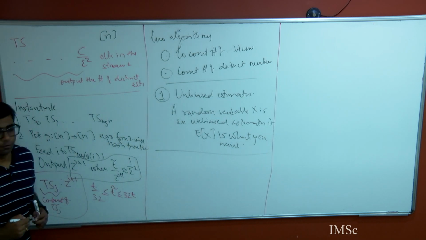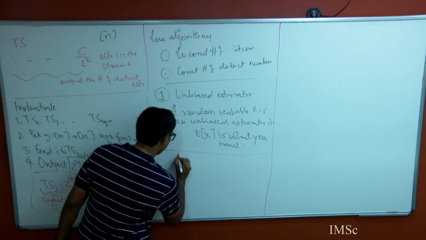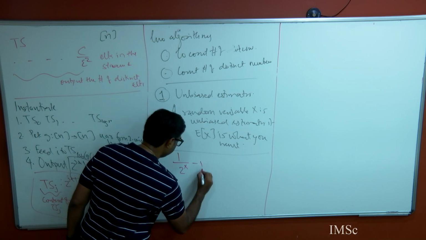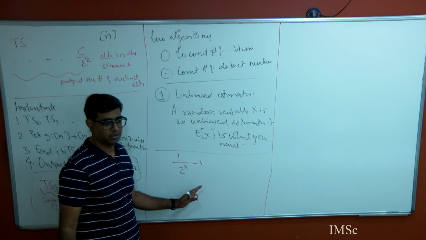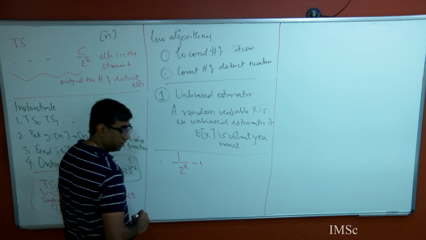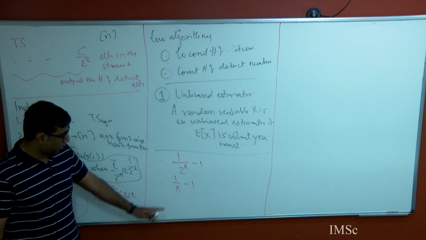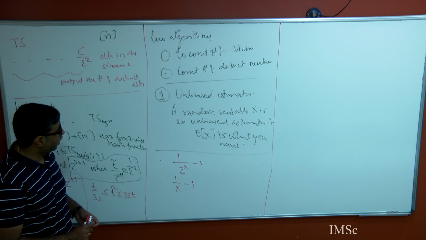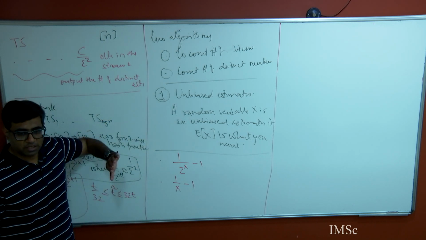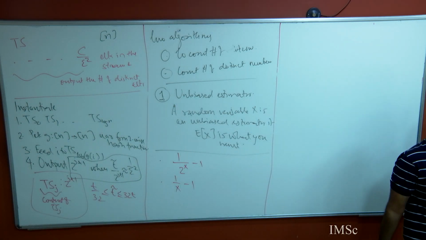Okay. So to count the number of items, what was the random variable we used? We used, if you recall correctly, 1 over 2 power x minus 1, right? And we showed that this has a correct expectation. Then we used another random variable which was 1 over x minus 1. This also had a correct expectation. So all the time you have to first come up with an unbiased estimator, which is nothing but setting up a random variable whose expectation is exactly the quantity which you are looking for. That's the first thing, okay?